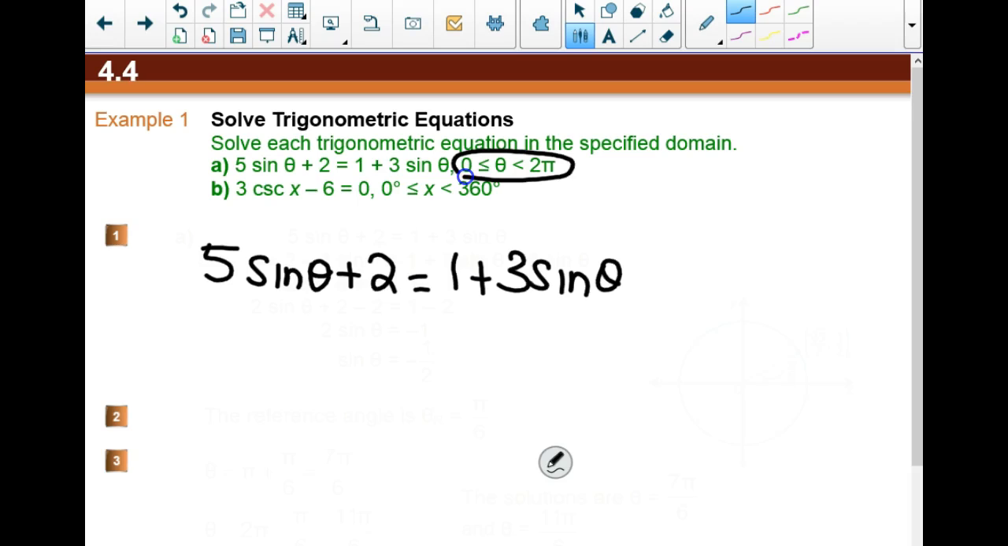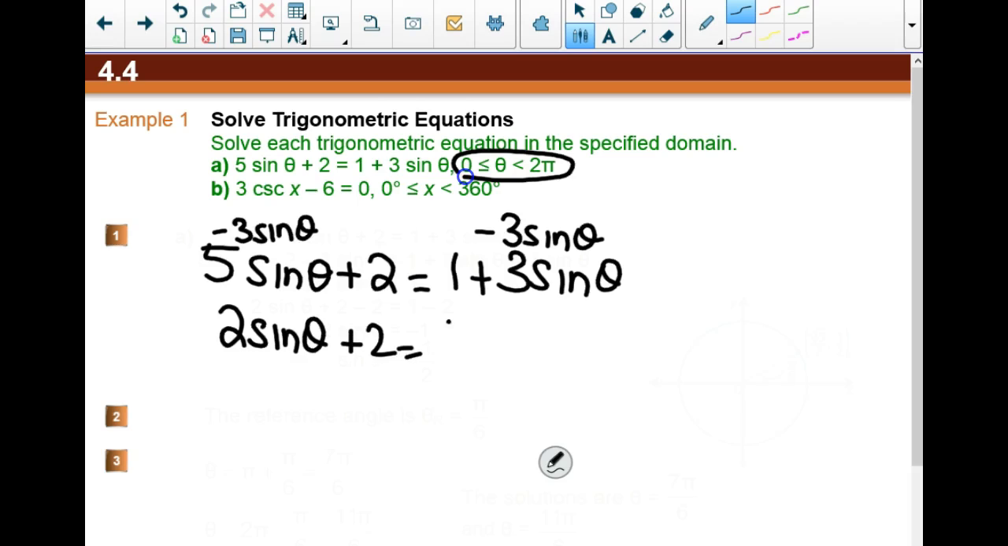Okay, so now we're going to get all the sine stuff on one side, the numbers that are alone on the other side. Let's subtract this 3 sine onto this side. So we have 5 sine, subtract 3 sine. That leaves you with 2 sine. We still have a plus 2 here, and we still have a 1 on the other side. Then we're going to subtract the 2 over so that the numbers are together. So we have 2 sine is equal to 1 minus 2, which is negative 1.